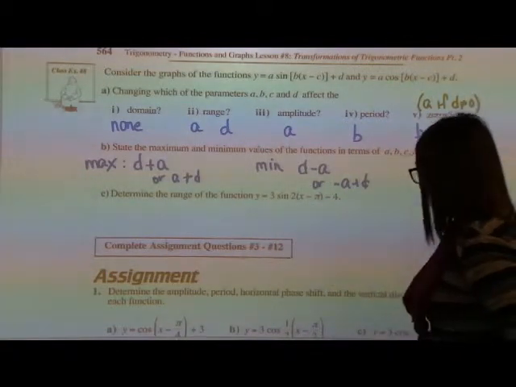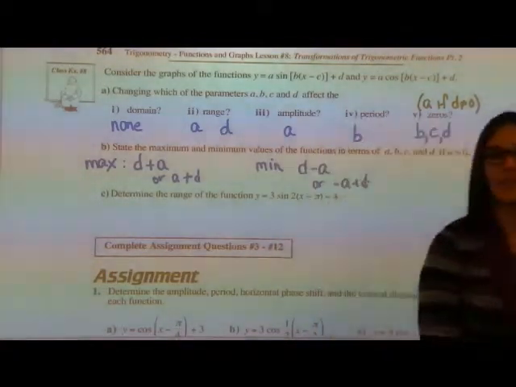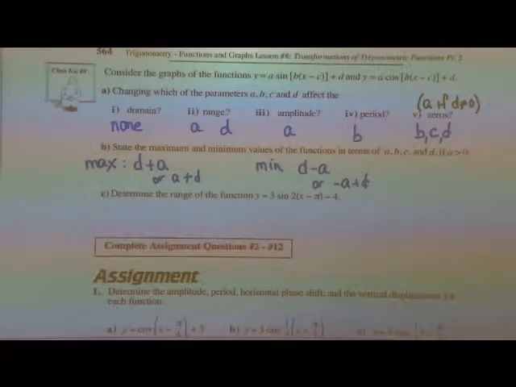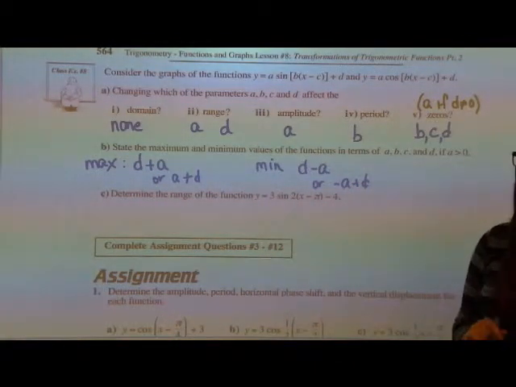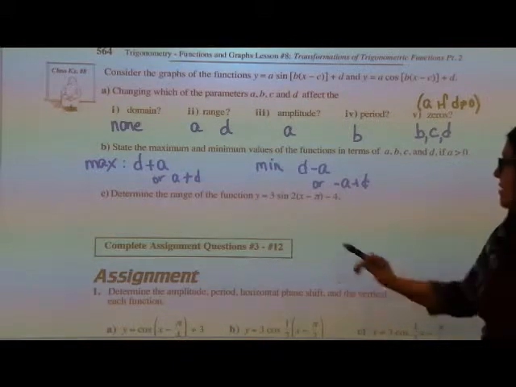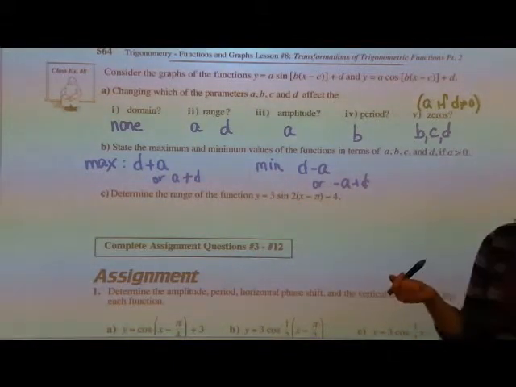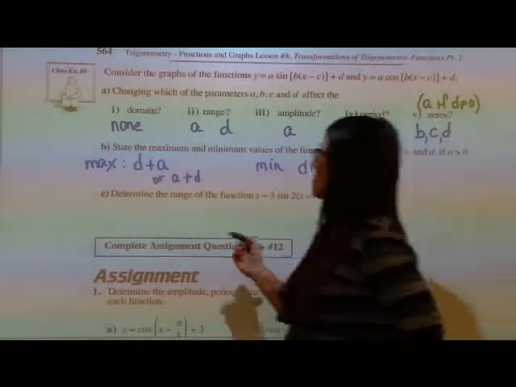So with that said, the maximum and the minimum values of a sine function give me my range. So I can use the equation without graphing to find the range of the function, using the values of A and D to find my max and my min.